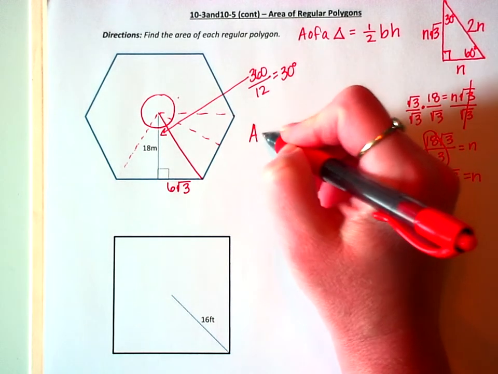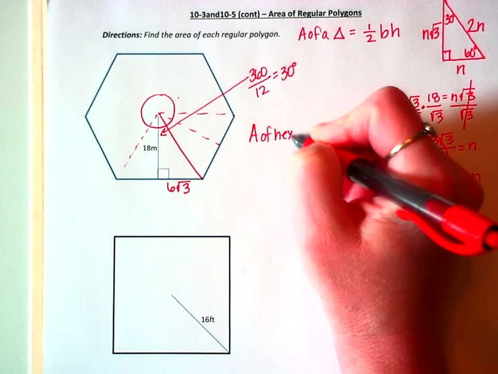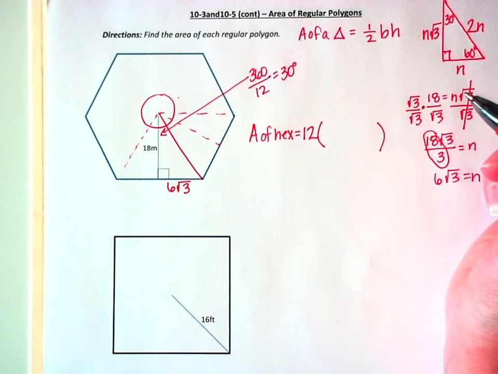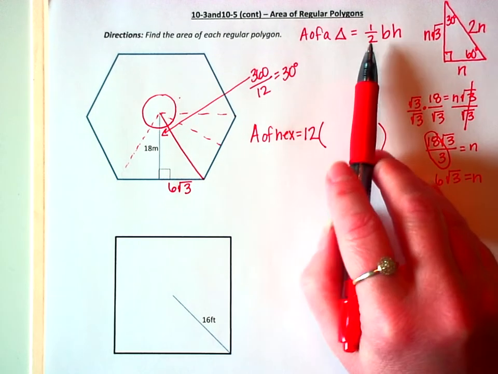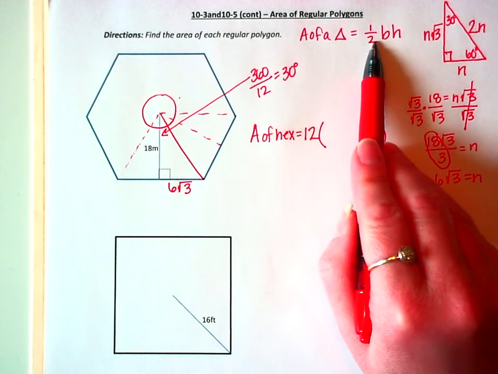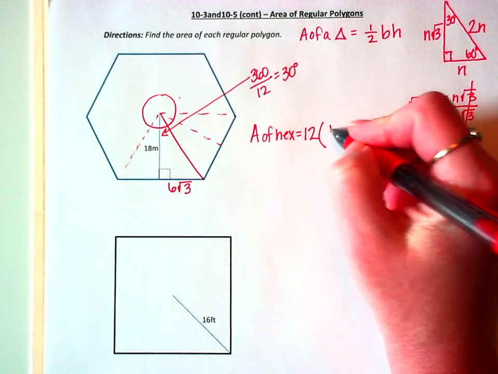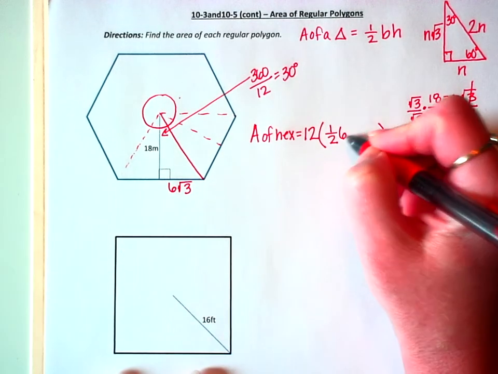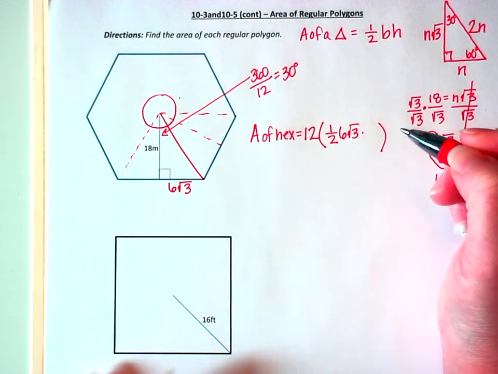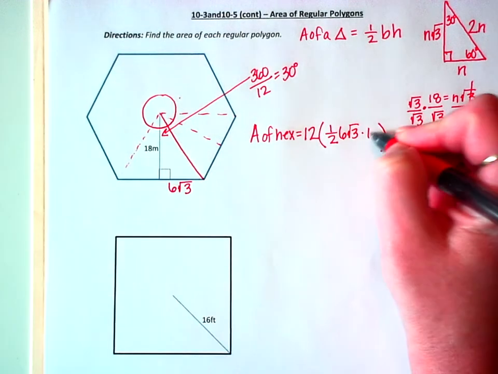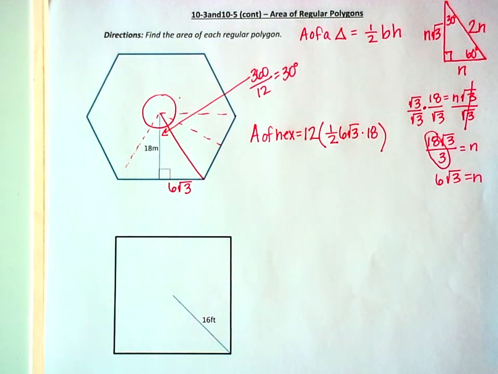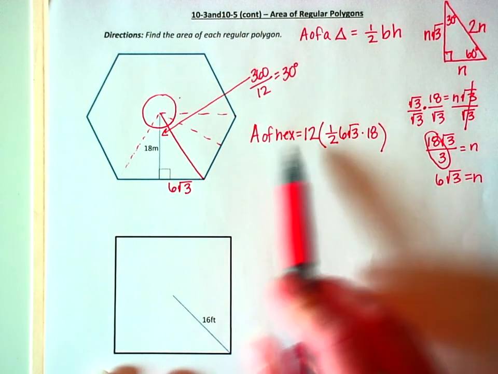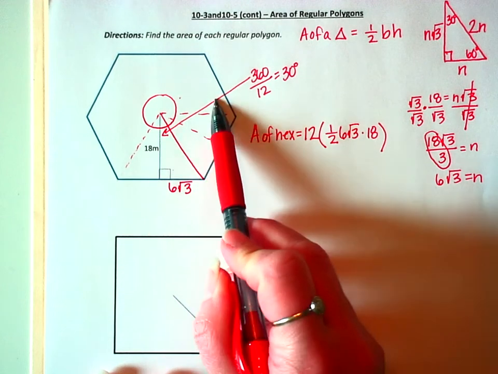So area of the hexagon is going to be 12 times the area of the triangle, okay? And again, to find the area of the triangle, we're just going to do 1/2 base times height. So 1/2 the base of our right triangle is 6 square root 3, and the height of our right triangle is 18. Okay, so this is the area of our right triangle. We're going to multiply that by 12 because I have 12 right triangles inside my shape.